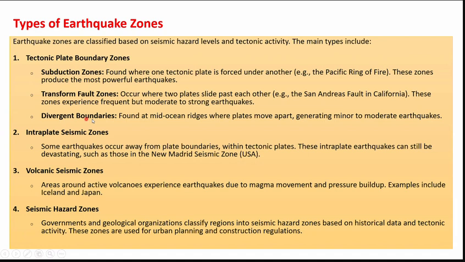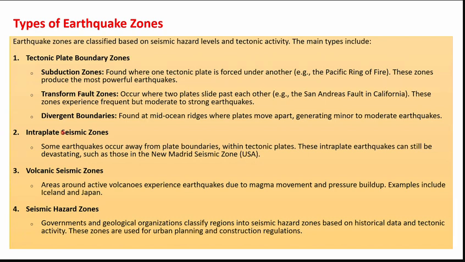So the divergence zones are found at ocean ridges where plates move apart, generating minor to moderate earthquakes as well. So these are from plate movements: sliding past each other, moving under each other, or moving away from each other.